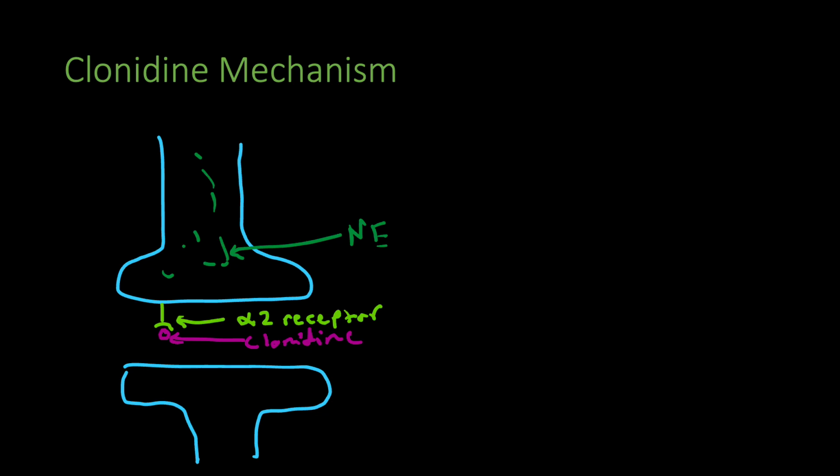Clonidine will do a similar effect, but in a different way. Clonidine is going to bind to the presynaptic alpha 2 receptor on the neuron. And in the same way, it keeps the norepinephrine in there and calms the hypothalamus.